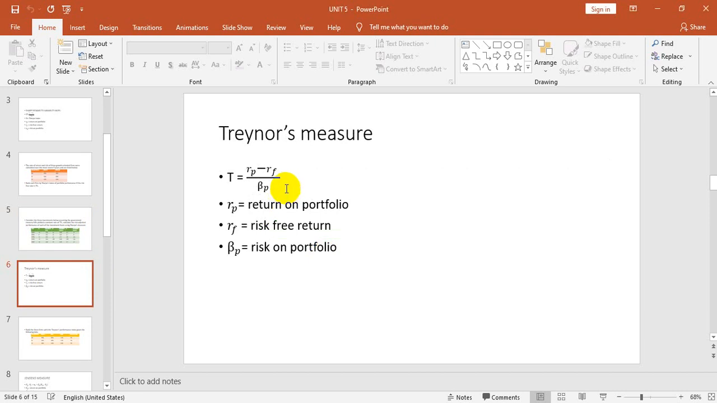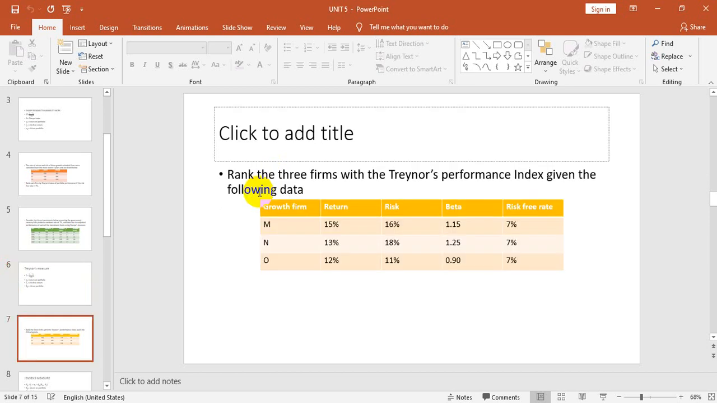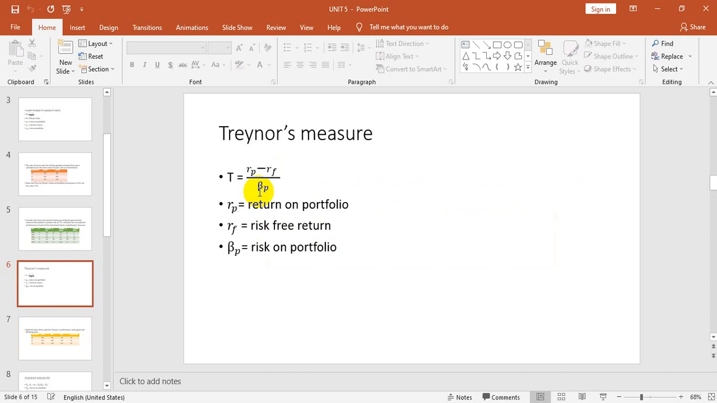This is the formula. There we have taken the standard deviation of P. Here we take beta of P. That is the only difference. The numerator is similar, RP minus RF. The denominator is beta P, that is the beta of the portfolio.